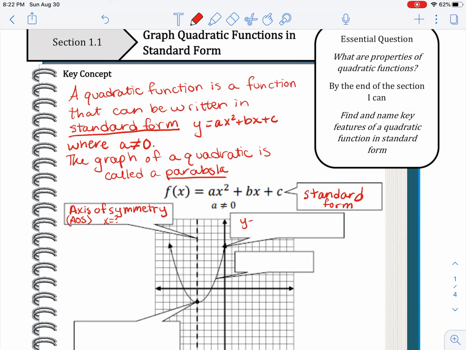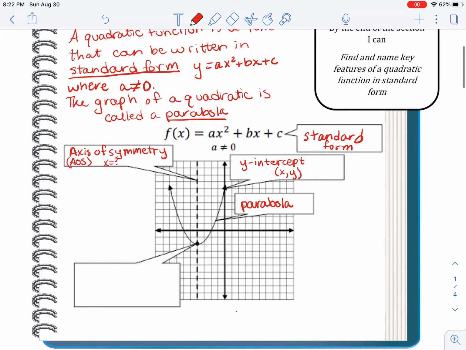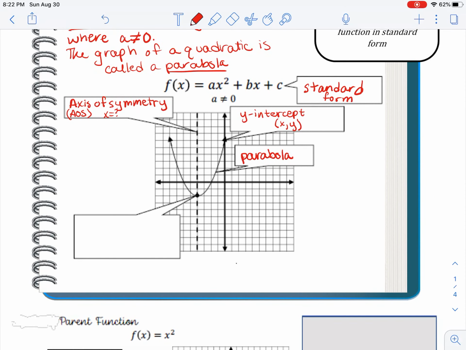This right here, our next bubble, this is pointing to the y-intercept, where we cross our y-axis. And it's one of our key features of these graphs, and these are labeled as an ordered pair, some kind of x and y. Our parabola, like I said, is that U shape. And then we have the vertex here at the bottom. So this is our vertex. In this case, it's a minimum, but it can be a max or a min. Can't be both. In this case, it's a minimum. And we label this also as an ordered pair x, y.